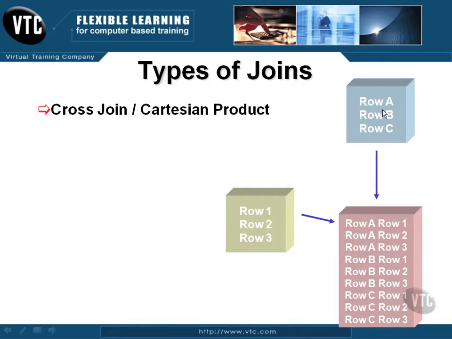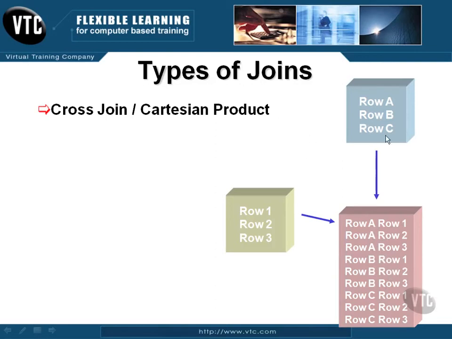in this data source we've got row A, row B and row C. In this other data source we've got row 1, 2 and 3. To create a Cartesian product or cross join, we take row A 3 times and join it with 1, 2 and 3. Then row B 1, 2 and 3, row C 1, 2 and 3. We could do it the other way around and have row 1, 1, 1 joined with ABC, and so on and so forth.